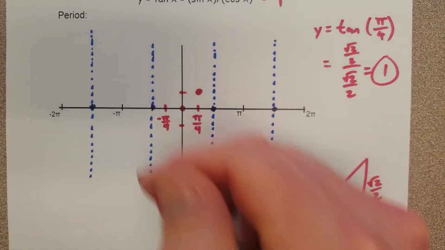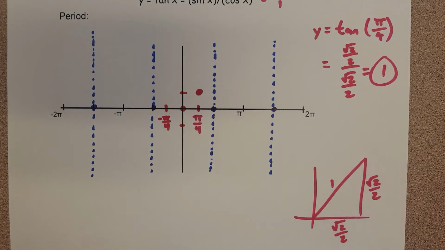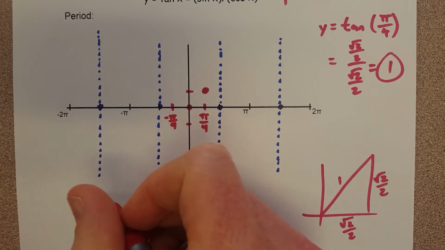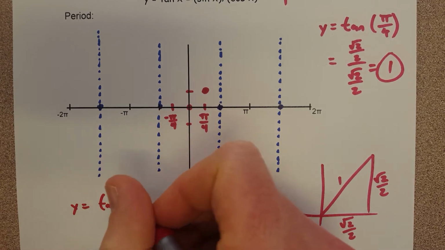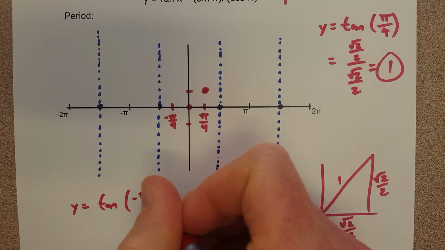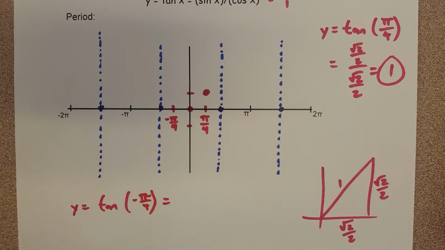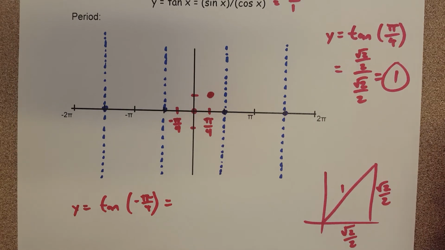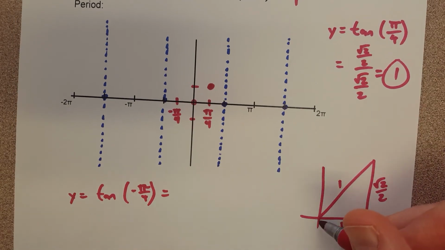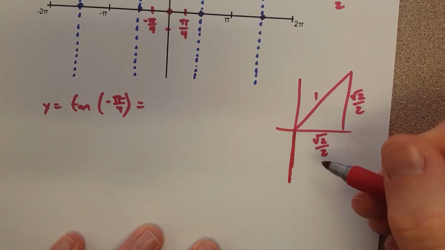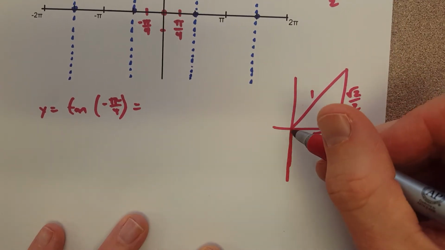And we're going to see how that one functions in this case. So we could plug in y equals tangent of negative pi over 4 and see what we get for that one. Now negative pi over 4 is almost the same thing, just in the fourth quadrant instead. So I'm going to go down here and just add this on to that picture.